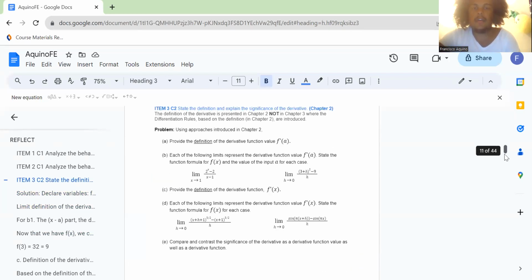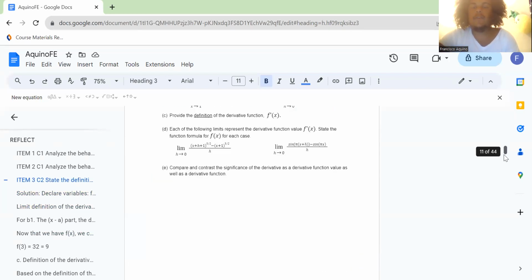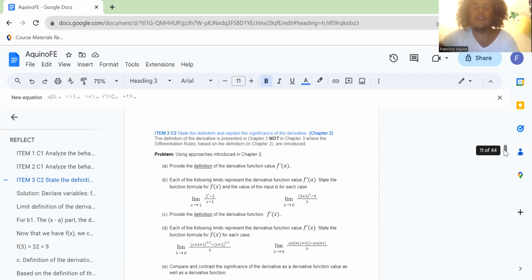Now for the second part, it says that we have limits that represent the function value f prime of x. Well, actually, the first part, it asks for the definition of the derivative function f prime of x. That's the limit as h approaches 0 of f of x plus h minus f of x over h. That's just the derivative as a function for all values of x on the original function y equals f of x. The slopes of those tangent lines and all of them added together.